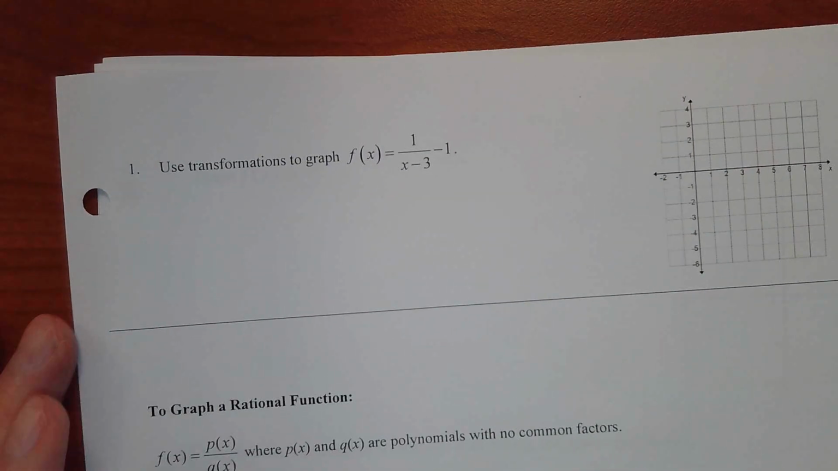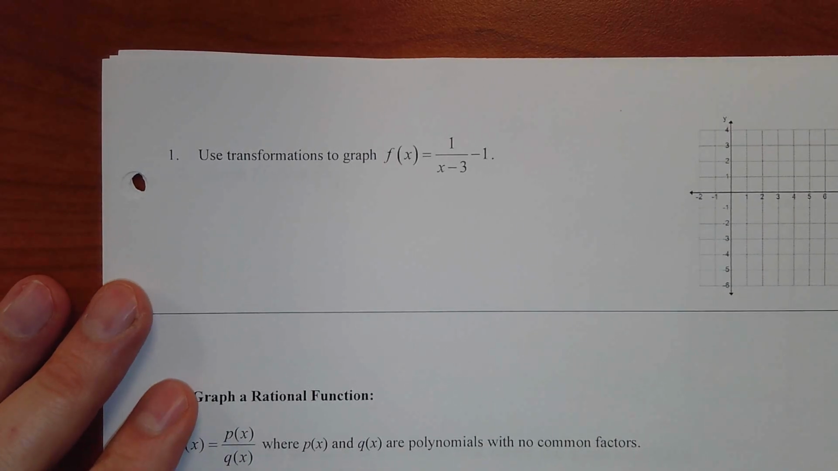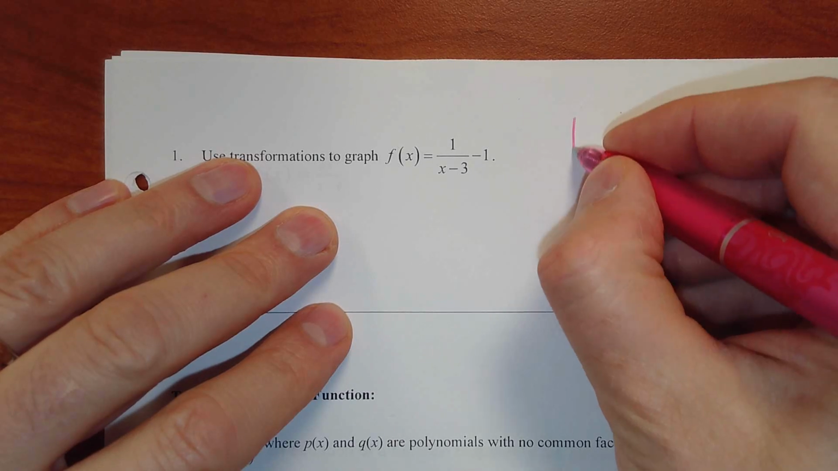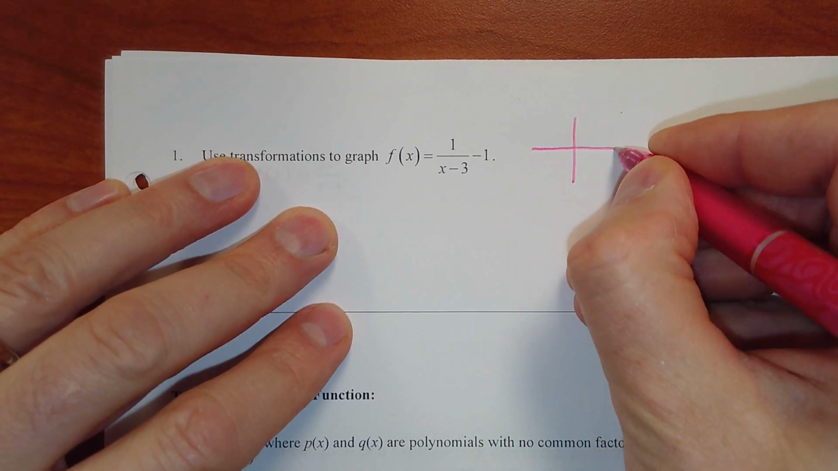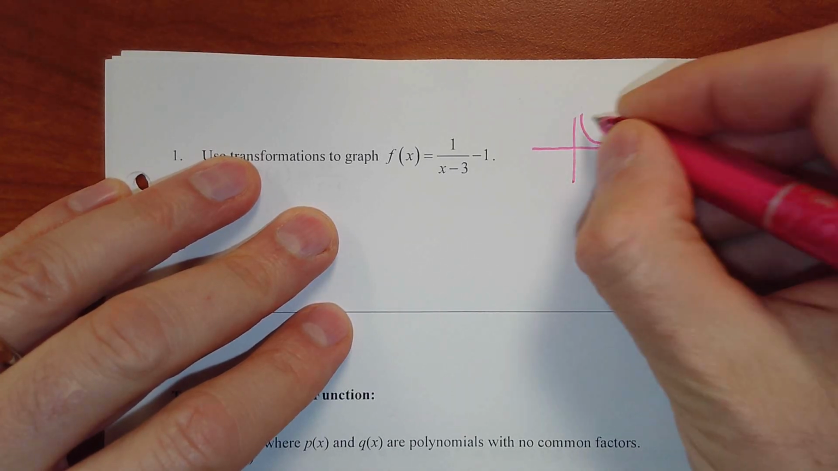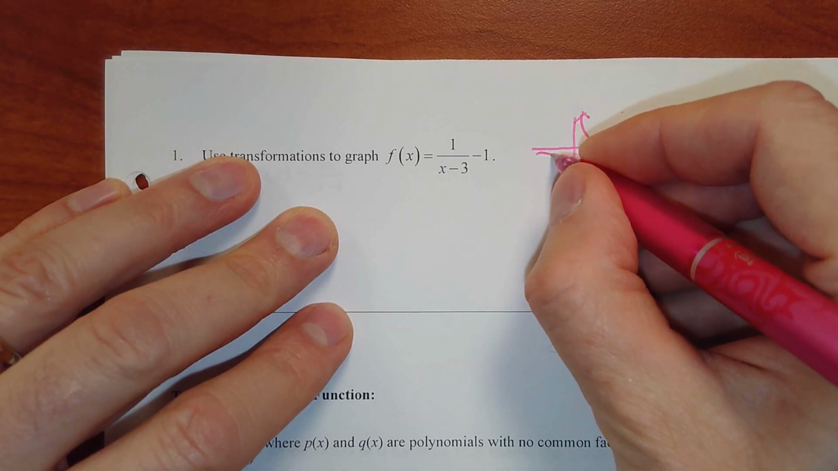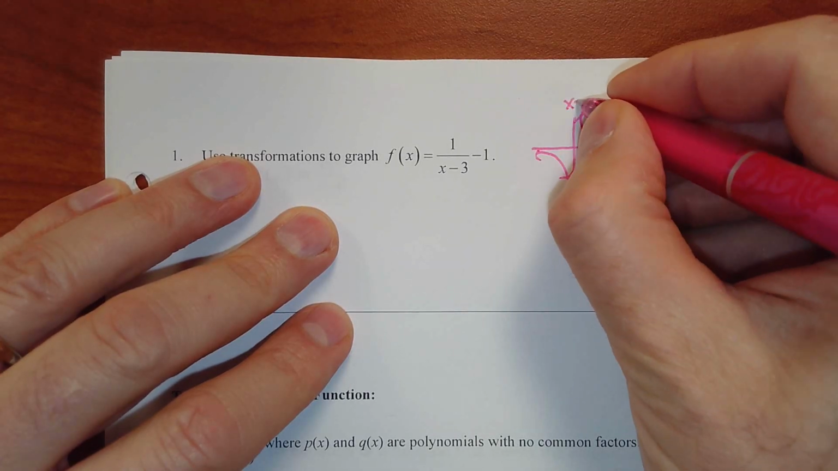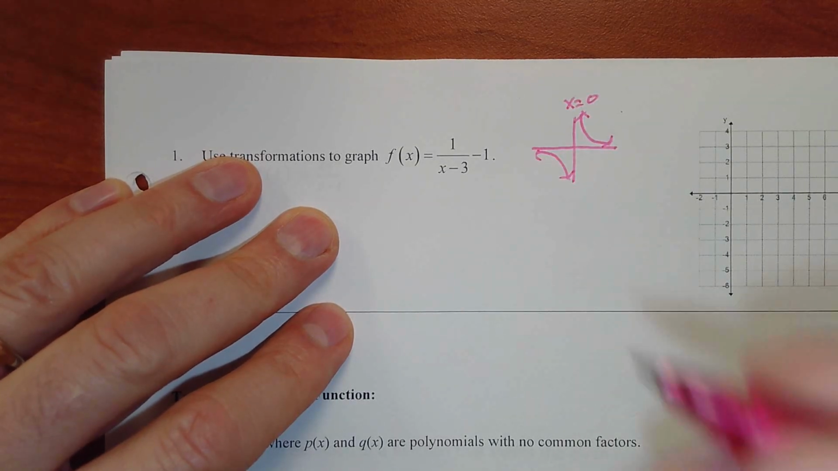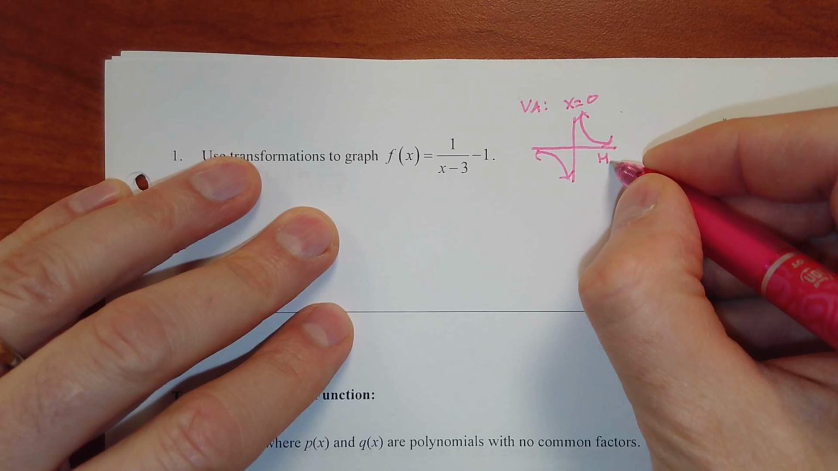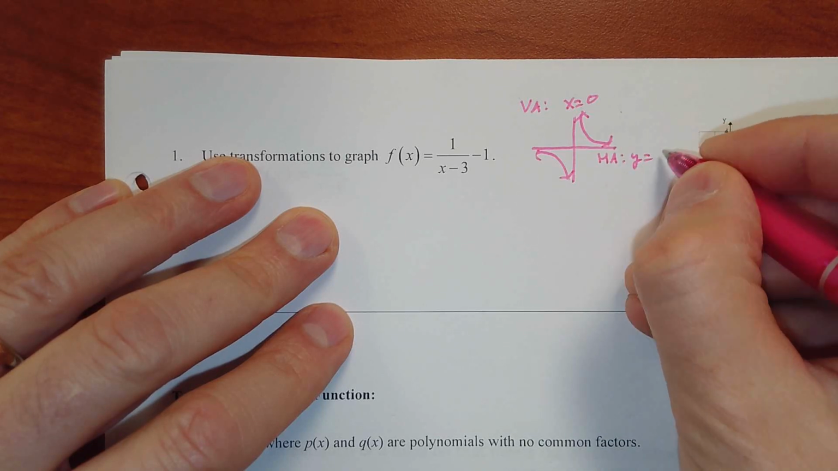You use transformations to graph f of x equals 1 over x minus 3, minus 1. So I'm starting out with the parent function, and I'm going to put these axes in purple. So here's my parent function, and here I'm going to label this. x equals 0 is my vertical asymptote. My horizontal asymptote is y equals 0.